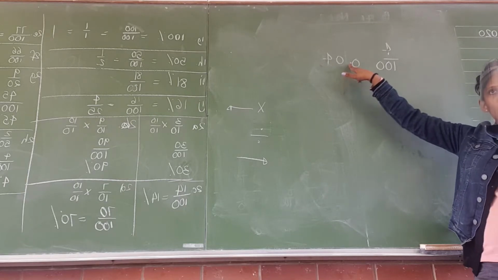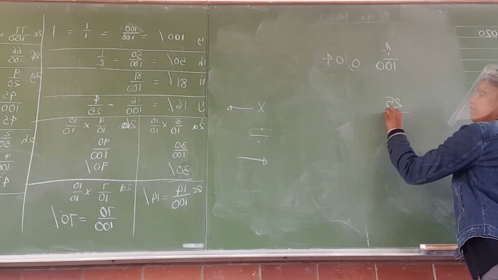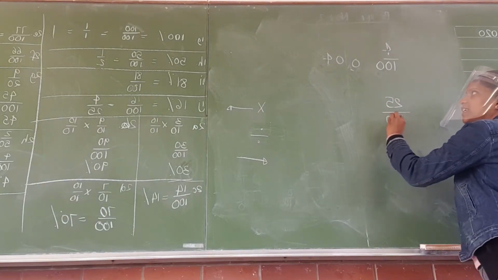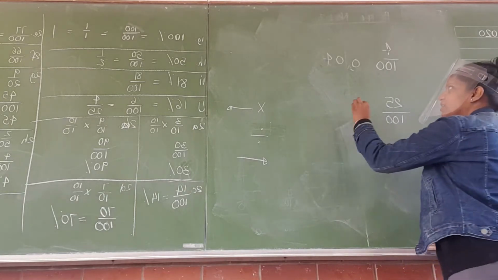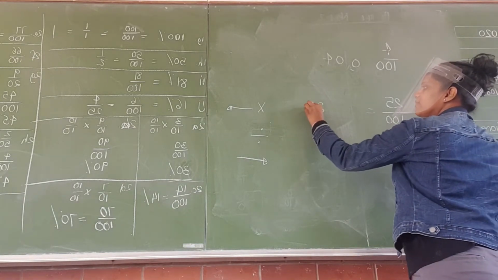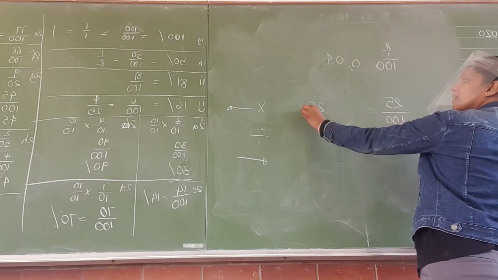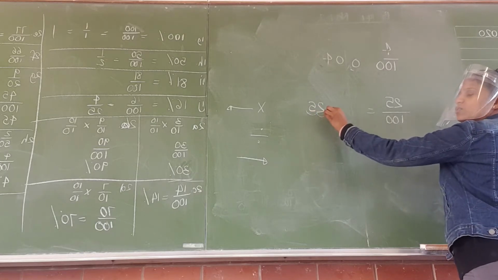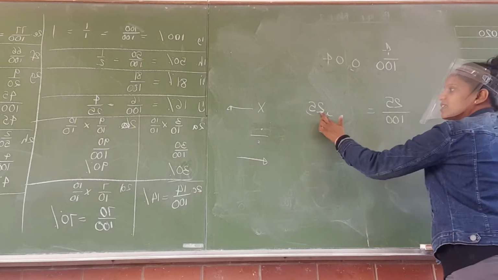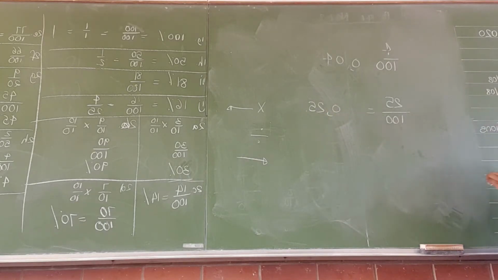Are we together? So if I had, for example, 25 over 100, if I want to write this with a decimal, I write 25. I start here. I move my comma 2 spaces, 1, 2, and I insert there, and I fill the gaps with 0.